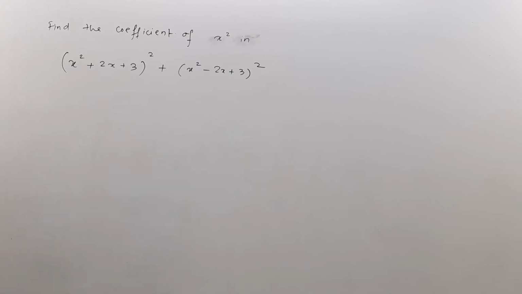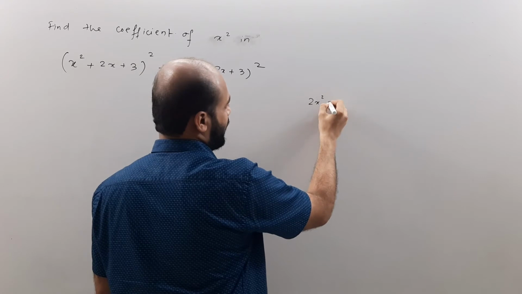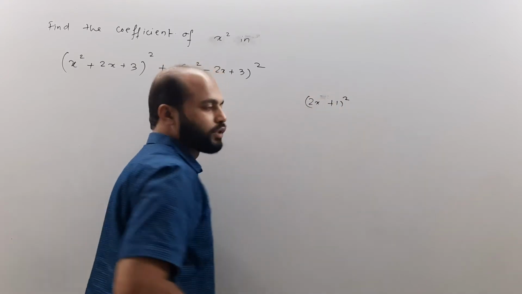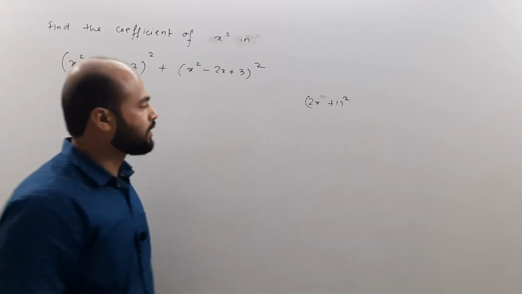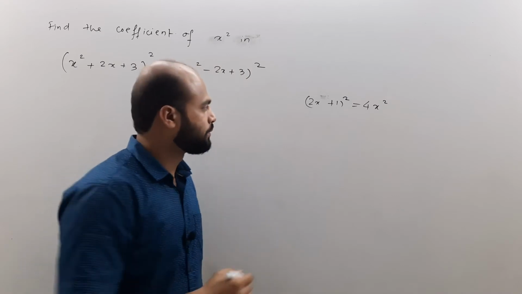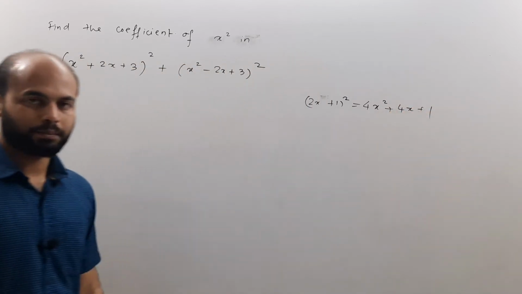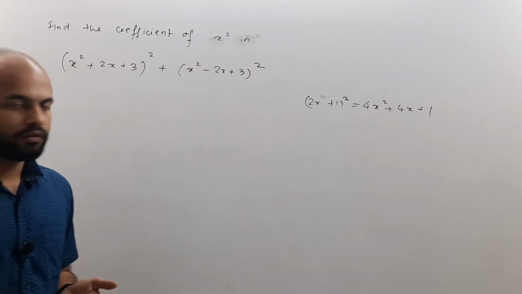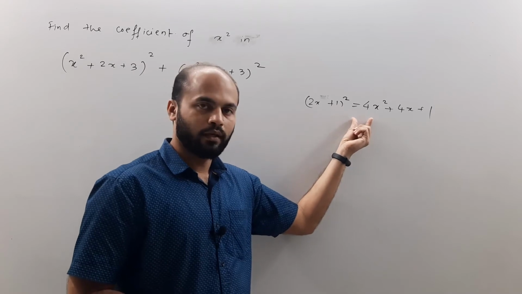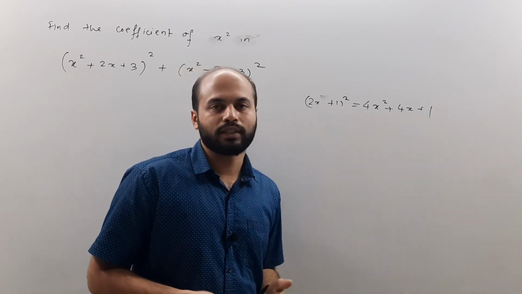So now if I talk about x square, let us say we have considered an expression like 2x plus 1 the whole square, and if I expand this, I would get it as 4x square plus 4x plus 1. Now if somebody asks me what is the coefficient of x square in this, it is obvious that it is 4. What is the coefficient of x? It is 4, and then there is a constant term which is 1.